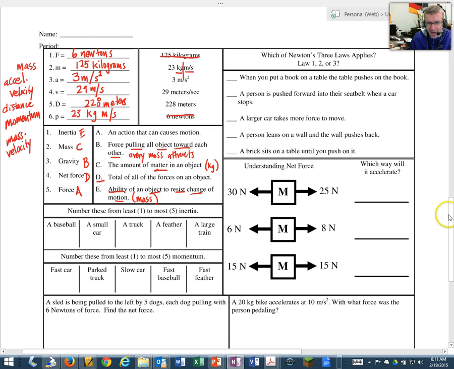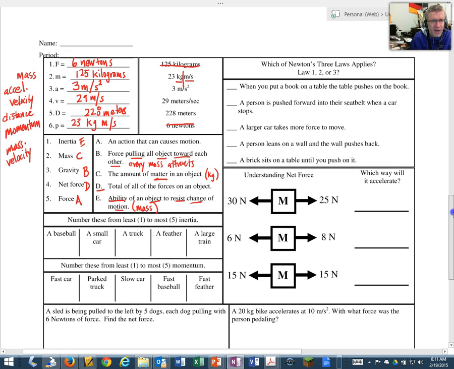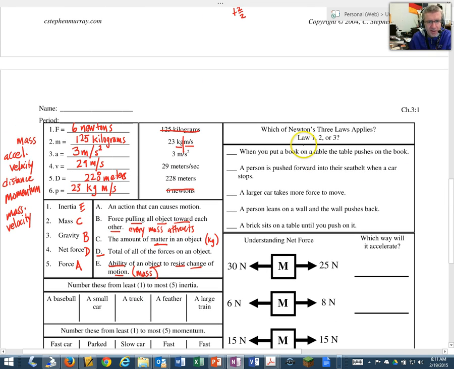Then you have, actually let's do these over here. Newton's first law, second law, or third law. So the answers are either 1, 2, or 3. When I put a book on the table and the table pushes back up on the book, that means that the weight of the book is pressing on the table and the table is pressing back on the book. That's Newton's third law. That's action equals reaction.